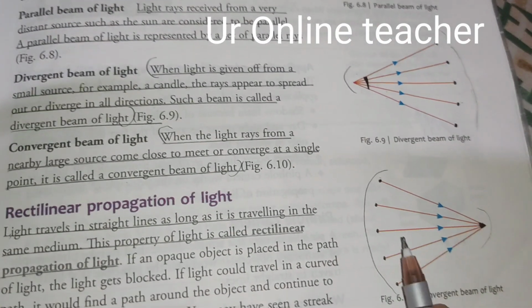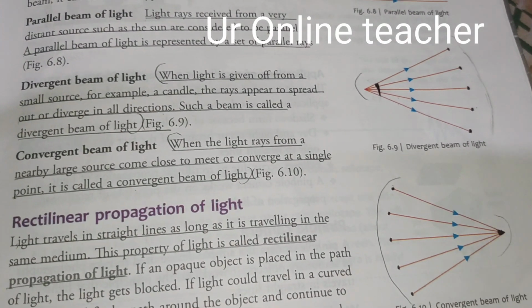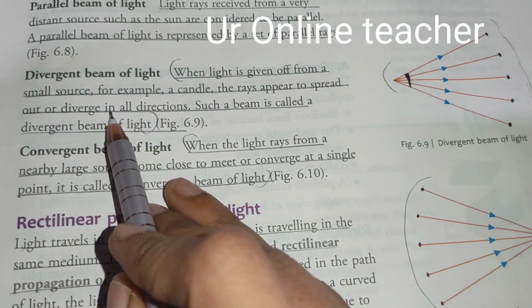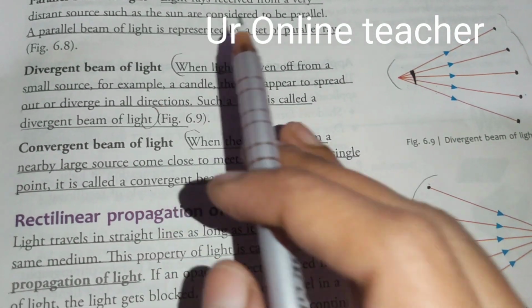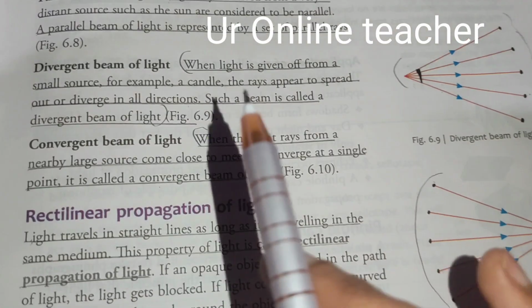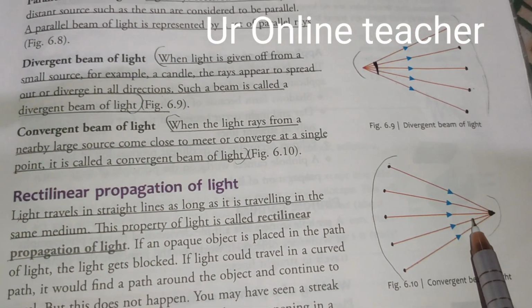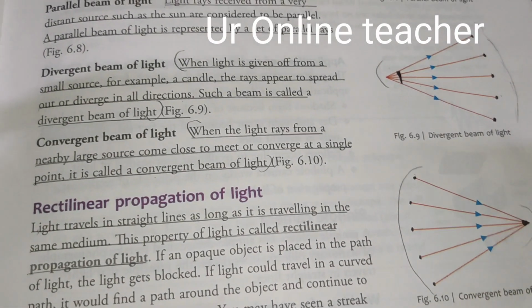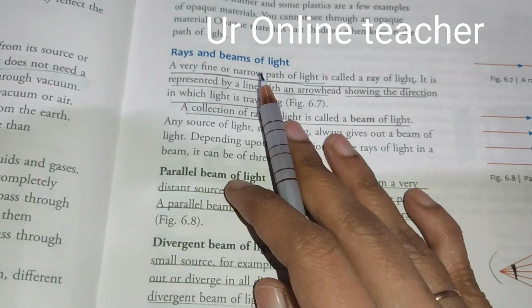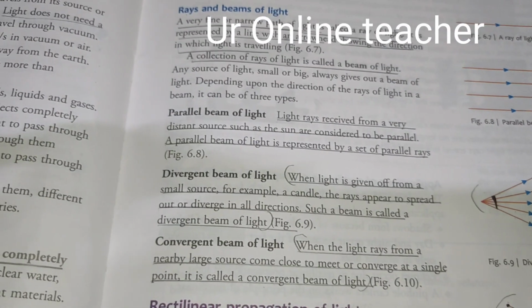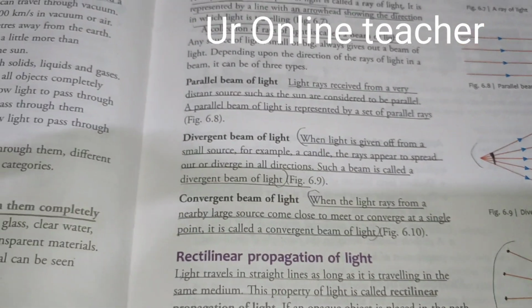And convergent: when light rays come from a nearby large source, here from a small source it diverges, scatters. Here from a large source it meets. It appears to meet or converge at a single point. It is called convergent beam of light. So like this, depending on the direction, we see the light beam is of three types.